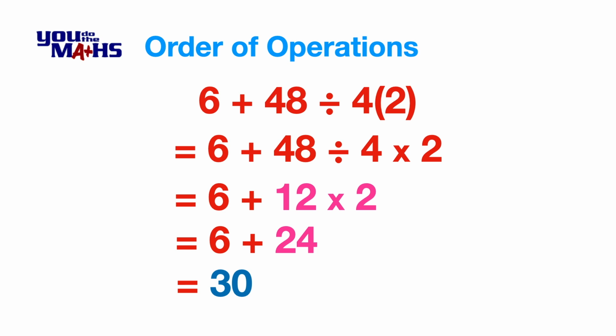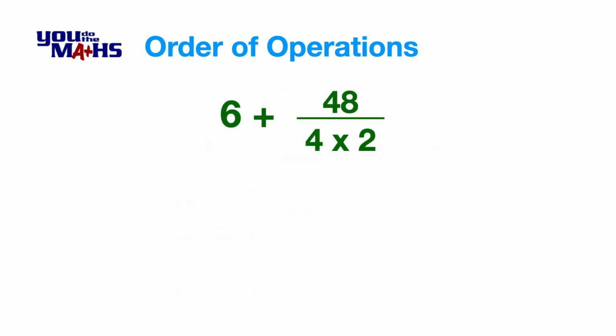Now let's consider the case with a fraction. So we've got 6 plus, and then the fraction, which is 48 all over 4 multiplied by 2. Now when we've got a fraction involved in a numerical calculation, we need to consider the top line and the bottom line separately, as if they were actually in brackets.